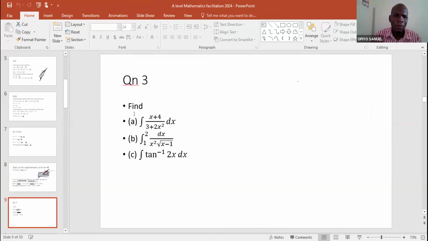Analysis, we have question 3. Question 3 is about this integration. We want to integrate part A, which is (x + 4) over (3 + 2x squared) dx. Then this is part B. Let's start with part A.